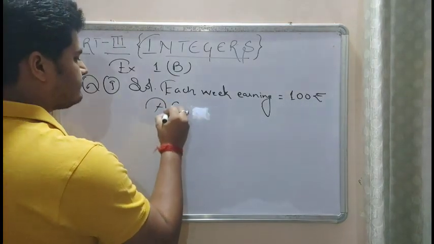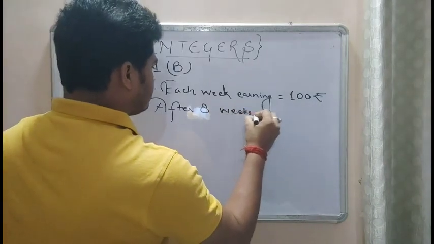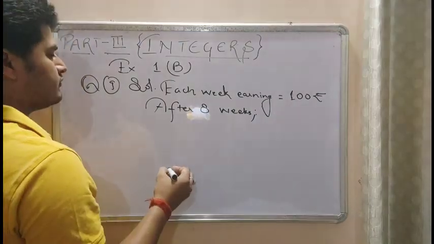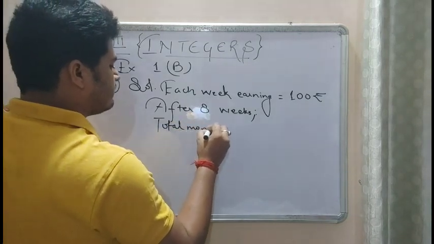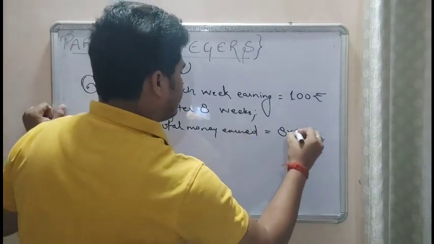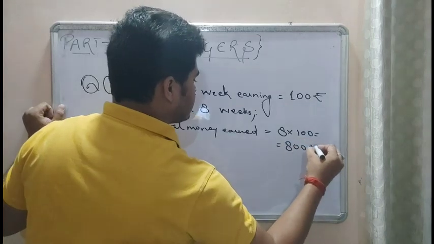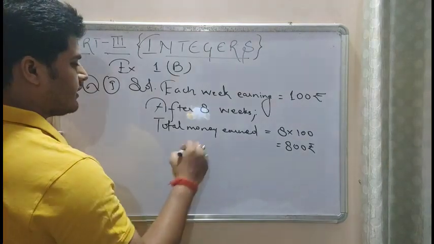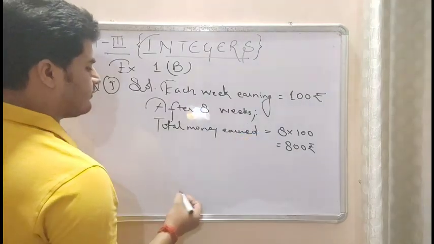So after 8 weeks, how much money is left with you? So the total money earned during these 8 weeks will be 8 into 100, that is 800 rupees, and every other week you spend, so the consecutive week, or you can say the second week, then the fourth week, then the sixth week, then the eighth week.